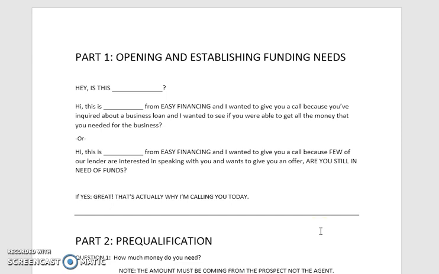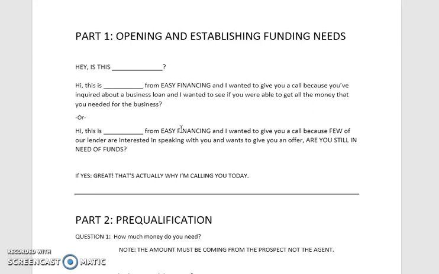We will be following the script in a chronological pattern, and we will only be following 2 types of script. Either: Hi, this is David from Easy Financing, and I wanted to give you a call because you've inquired about a business loan, and I wanted to see if you're able to get all the money that you needed for the business. That's the first one. Or you may want to use this one: Hi, this is David from Easy Financing. I wanted to give you a call because a few of our lenders are interested in speaking with you and want to give you an offer. Are you still in need of funds?